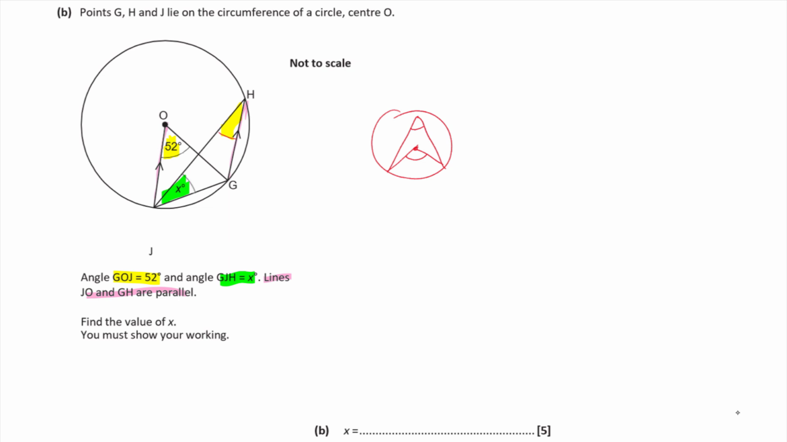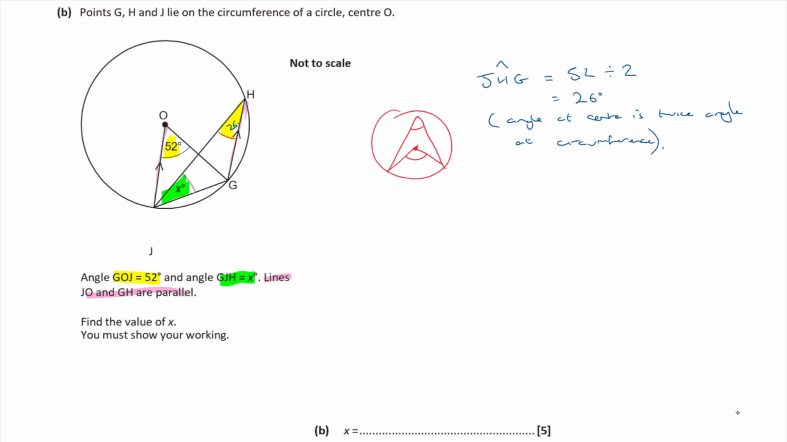So that means that angle JHG is equal to 52 divided by 2. So that is going to be 26 degrees. And the reason for that is angle at center is twice angle at circumference. Okay, so that's that. Now I know that that one must be 26.